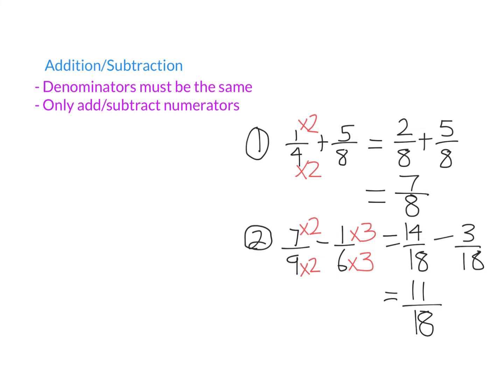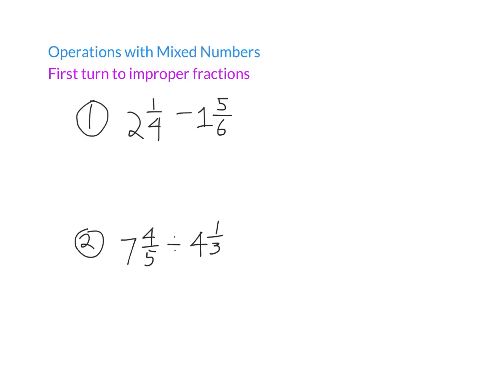All right, let's now look at operations with mixed numbers. In case you've forgotten, a mixed number is something that looks like this. It's got a whole number part and a fractional part. When you have to perform operations, like add, subtract, multiply, or divide mixed numbers, first turn them into improper fractions, then just do all the things I said in the previous slides.